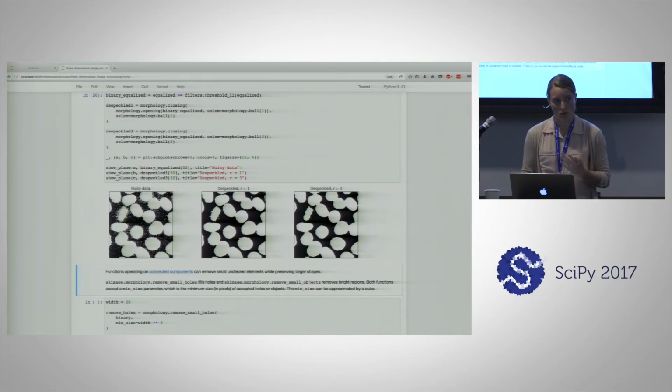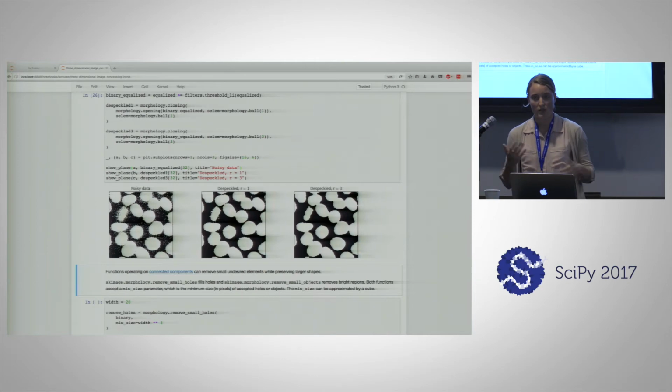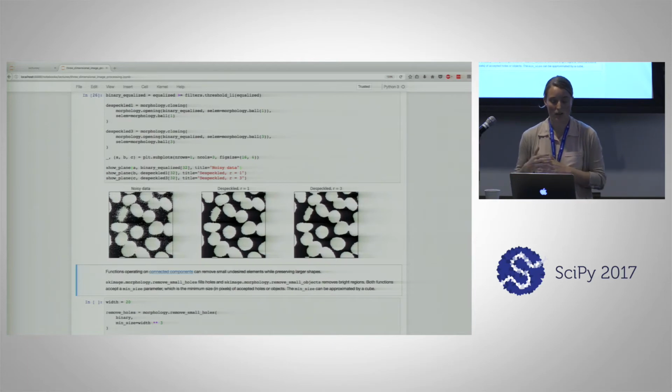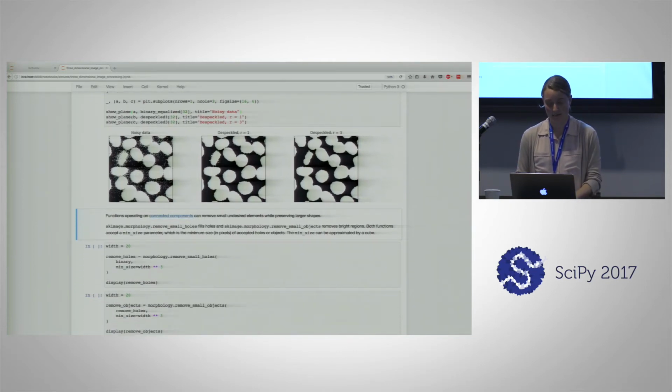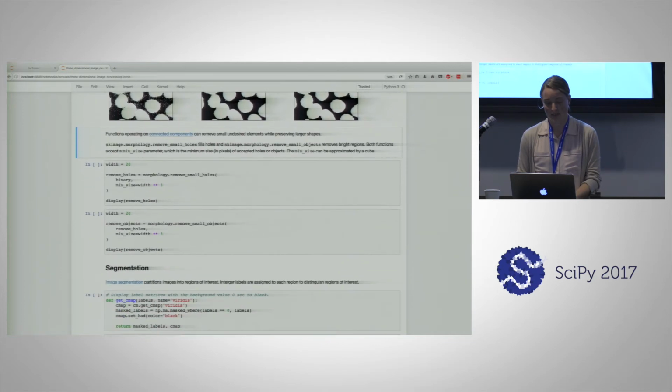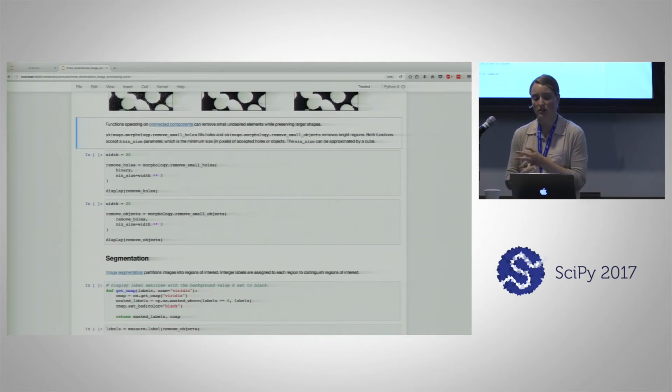So there are operations that we can use to clean up our binary image without changing the overall structure, and these operations operate on the connected components, so regions that are all connected to each other, and it has the result of preserving the larger shapes. There are two functions within morphology for doing this. Remove small holes fills holes, and remove small objects removes the small bright regions.